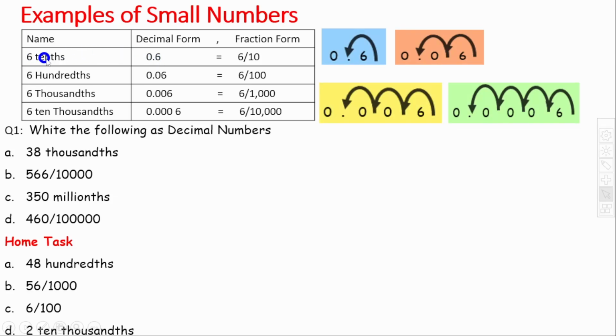0.6 is known as 6/10. 0.06 is known as 6/100th. 0.006 is known as 6/1000th.